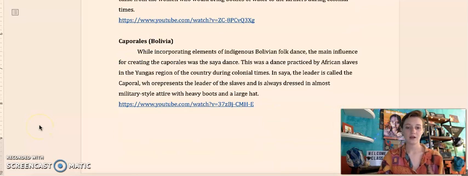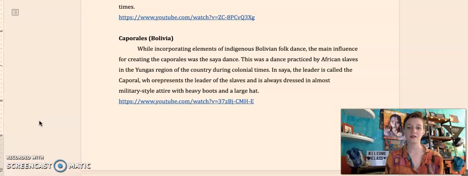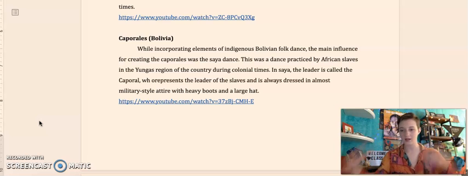So Bolivia uses the caporales, which is different elements of indigenous Bolivian folk dance. And the main influence for creating this dance was the saya dance. This was also practiced by the African slaves in the Yungas region of the country during colonial times. So the saya, the leader, is the corporal, who was presented as the leader of the slaves and would dress in this military style attire with these heavy boots and a really large hat on their head.